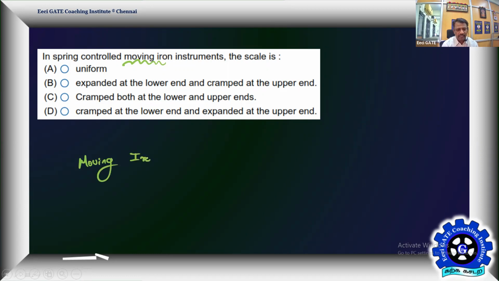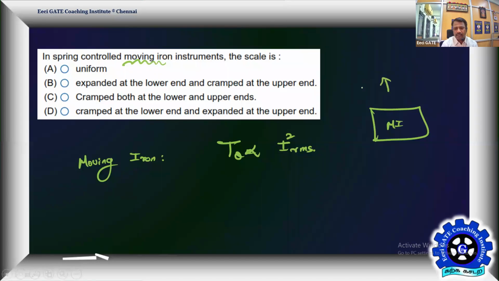A moving iron instrument produces a deflecting torque, d theta, that is proportional to the square of the RMS current passing through the instrument. You have a moving iron instrument that has a pointer and scale. It senses a current, and that current is I RMS.